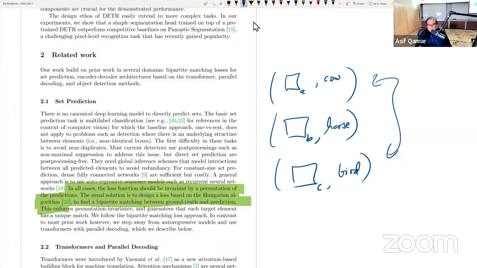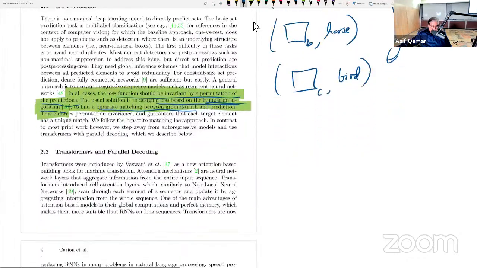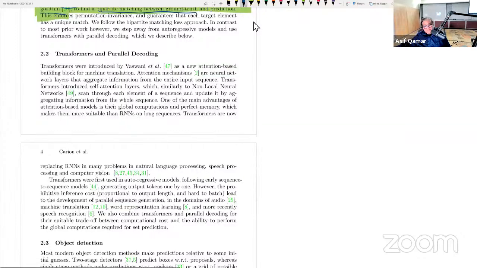That's what they are saying, that to do that, you need to have a loss function based on a Hungarian algorithm. We'll come to that. The loss should be invariant to the permutation of the predictions. How is it done? We'll come to that. And a bipartite matching. We'll come to that. This enforces permutation invariance. So that's the contribution of the Hungarian. And guarantees that each target element has a unique match. We follow the bipartite matching loss approach. So this is what they do. Now, transformers and parallel decoding.